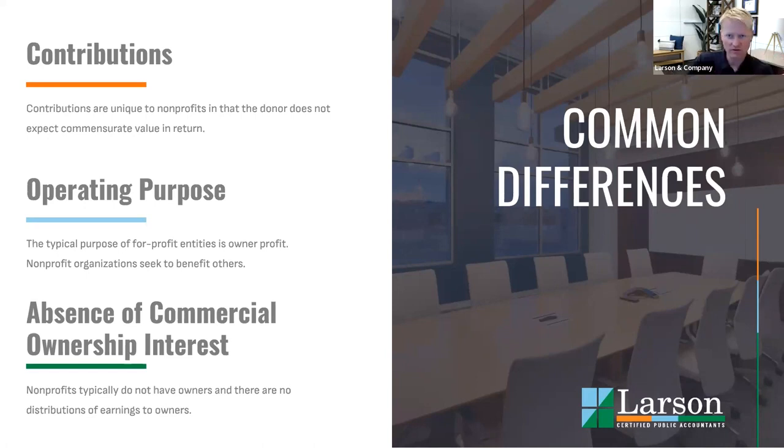So these are the three characteristics the FASB has identified. The first one is contributions. We've already mentioned that a little bit. Contributions are unique to nonprofit organizations in that the donor does not expect value in return for their donation. They may receive something, but it's not at equal or commensurate value. The other unique aspect is operating purpose. The typical purpose of for-profit entities is owner profit, like we mentioned previously, but the nonprofit organization seeks to benefit others. And then the third thing is the absence of commercial ownership interest. Nonprofits typically do not have owners, and there are no distributions of earnings to owners. So any earnings have to be maintained within the nonprofit organization. Okay.